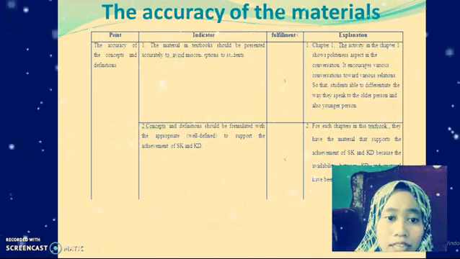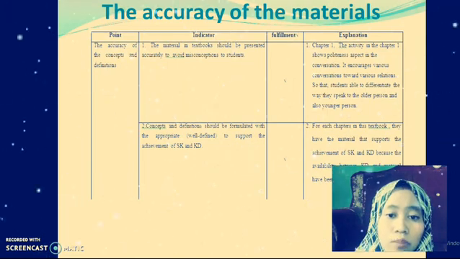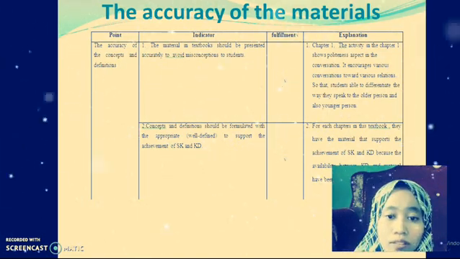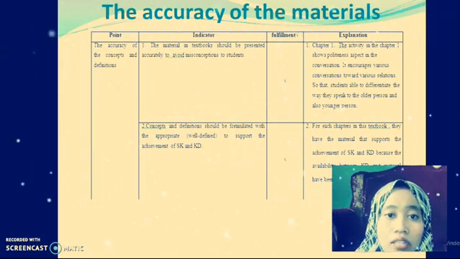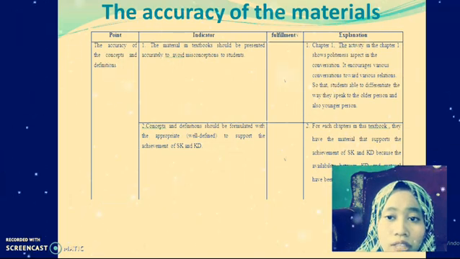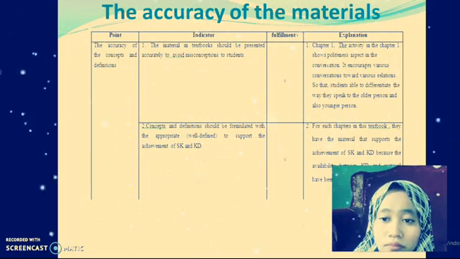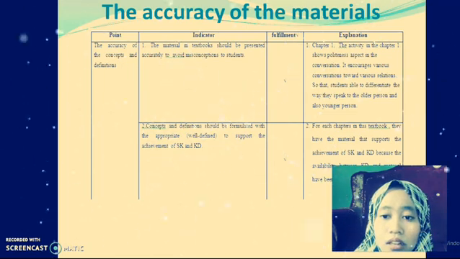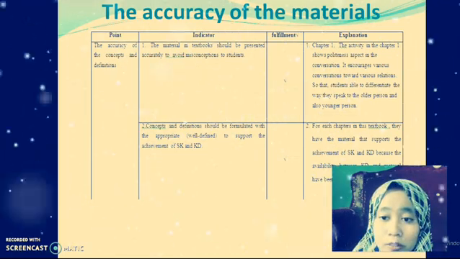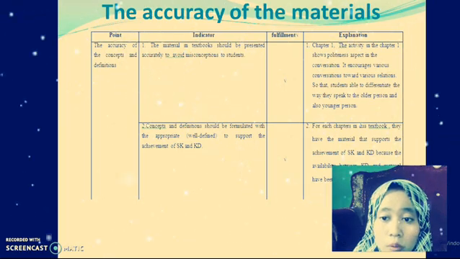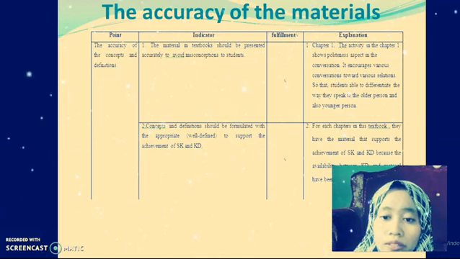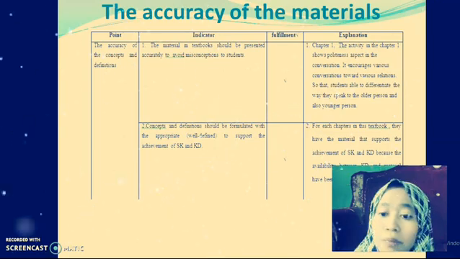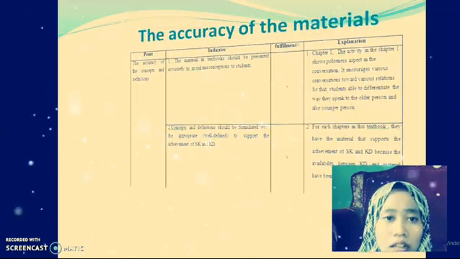And the second indicator is that concepts and definitions should be formulated with appropriate, well-defined wording to support the achievement of SK and KD. This indicator is also fulfilled by seeing each chapter in this textbook. Each chapter has material that supports the achievement of SK and KD because the alignment between KD and material has been measured before.